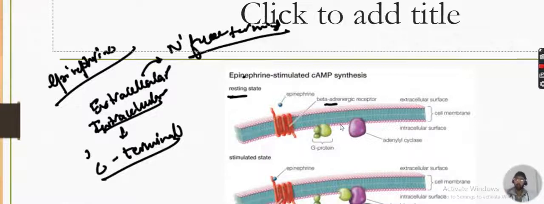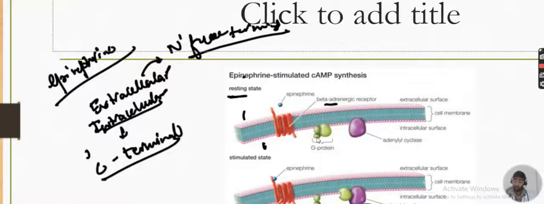So we could call it a beta receptor if it is adrenergic. Sorry, androgenic is different. So what happens if it is from the adrenal gland? It is adrenergic. If it is, for example, a neurotransmitter from the pituitary or something, the name would be according to that. So we have the extracellular surface and the intracellular surface.